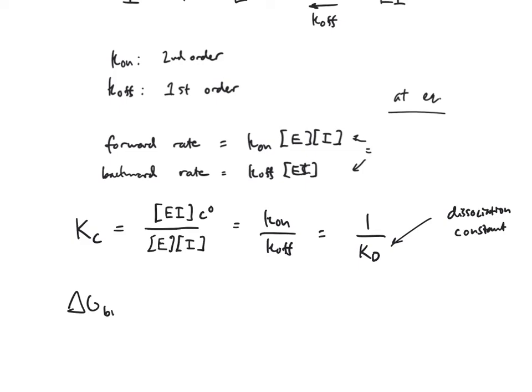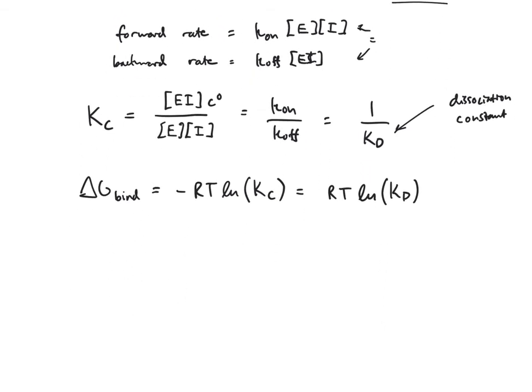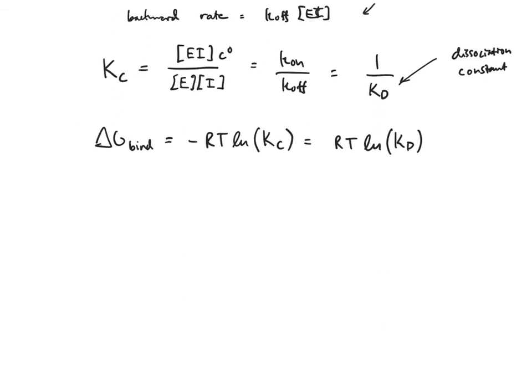We can directly relate this equilibrium constant to the free energy of binding. And we kind of saw this at the end of chapter 6. It's negative RT log Kc, the equilibrium constant. But another way to put this is that this just equals RT log Kd, because we can use the rules of logs to get rid of that negative sign right up there.